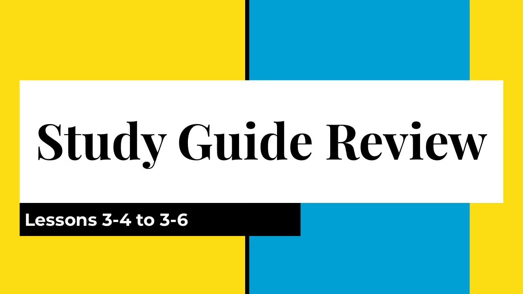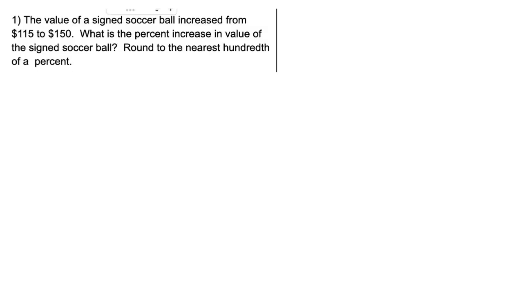All right, this is your study guide review for lessons 3-4 to 3-6. Question number 1 says, the value of a signed soccer ball increased from $115 to $150. What is the percent increase in value of the signed soccer ball? Round to the nearest hundredth of a percent.